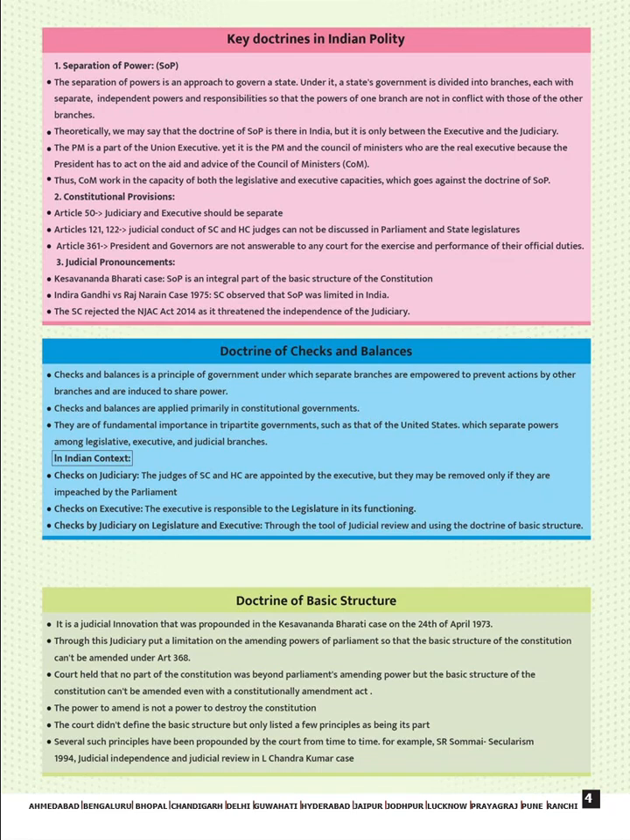In the constitutional provisions, Article 50 tells that the judiciary and executive should be separate. Articles 121 and 122 say that the judicial conduct of Supreme Court and High Court judges cannot be discussed in Parliament and state legislature. Article 361 says that the President and governors are not answerable to any court for the exercise and performance of their official duties.